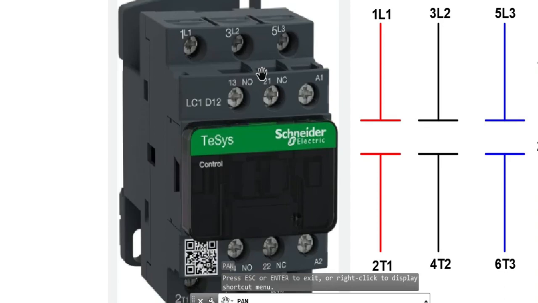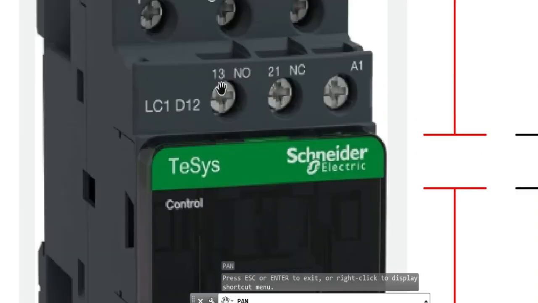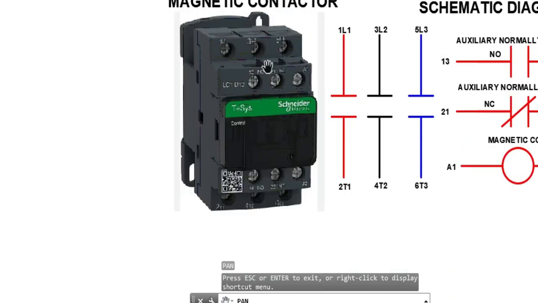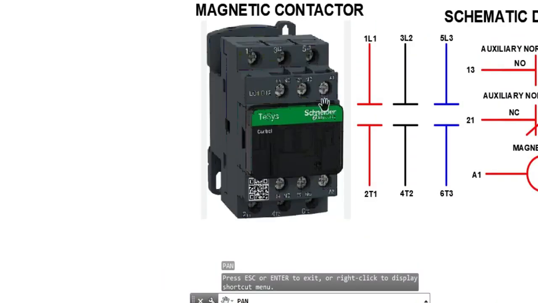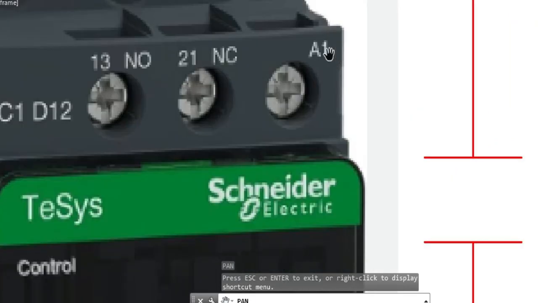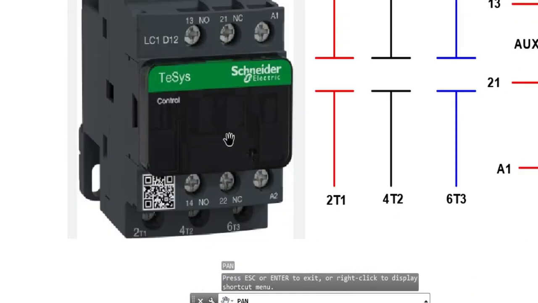Aside from that, there are also other terminals, like 13 and 14, normally open, 21 and 22, normally closed. And the last terminals are A1 and A2.